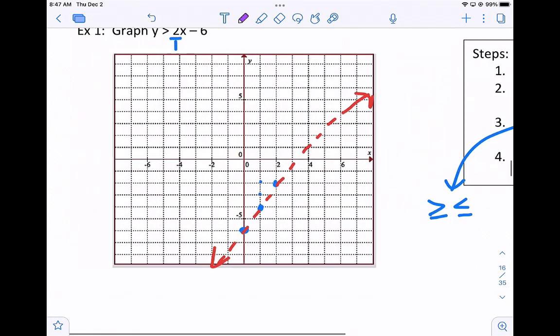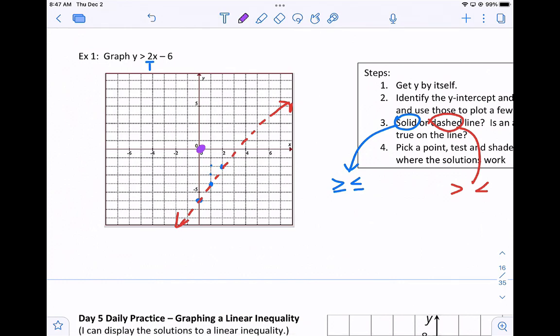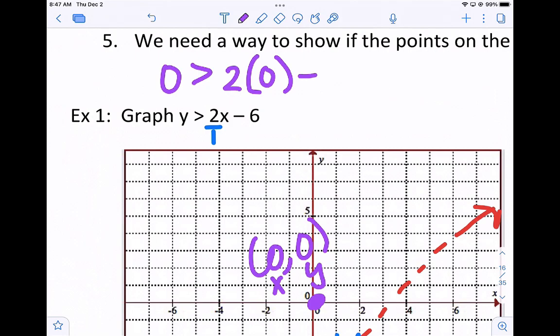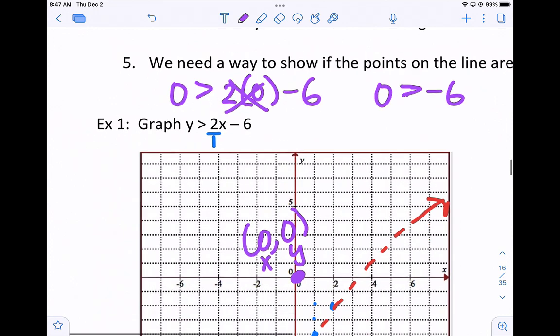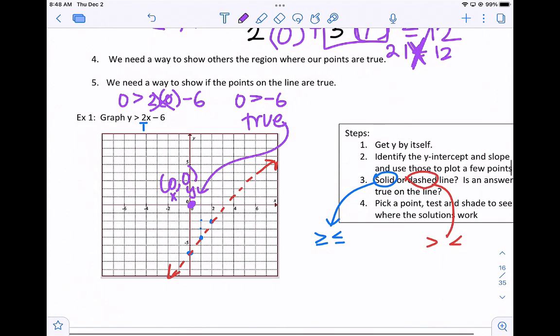The easiest point to pick, if your line is not on there, is (0, 0), because it's really easy to plug in (0, 0). So let's plug that in and see, is the inequality true? We're going to plug in a 0 for x and a 0 for y. Is 0 bigger than 2 times 0 minus 6? Is 0 bigger than negative 6? And that's true. So if it's true, you look for where your point is, and it's going to be true for all the points on that side of the line. So we're going to shade where it's true.